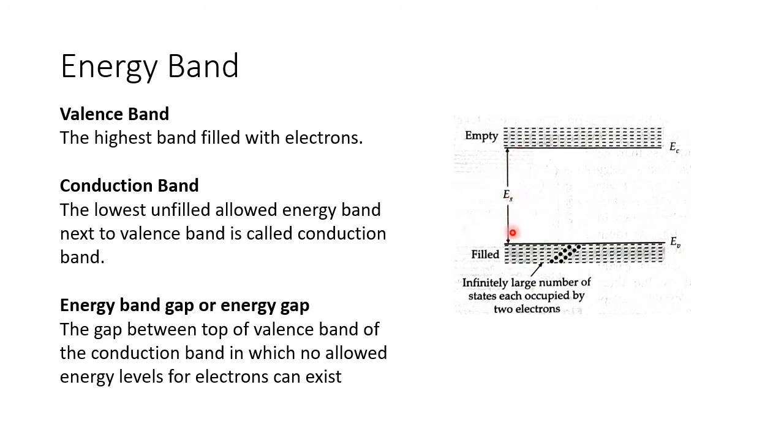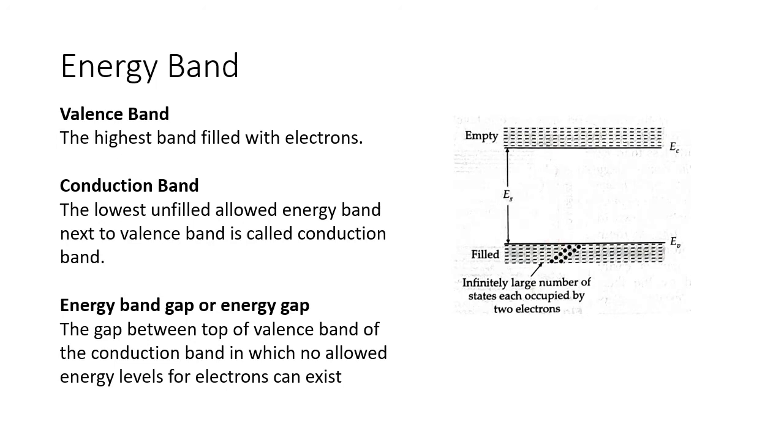Next we'll discuss the energy gap, also known as the energy band gap. The energy band gap is the gap between the top of the valence band and the conduction band, in which no allowed energy levels for electrons can exist. In this figure, this is your valence band and this is your conduction band. Can you see this gap? This gap is known as the energy gap. In this energy gap, there are no allowed energy levels, which means electrons cannot exist between the valence band and the conduction band.